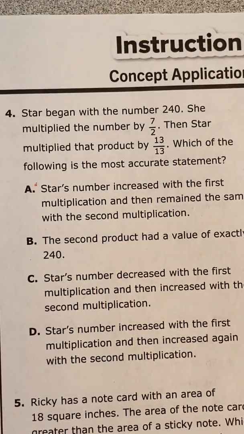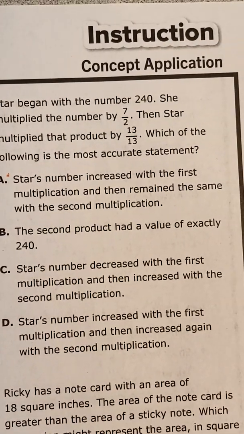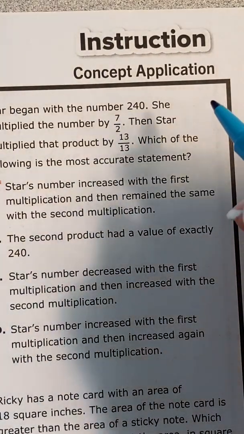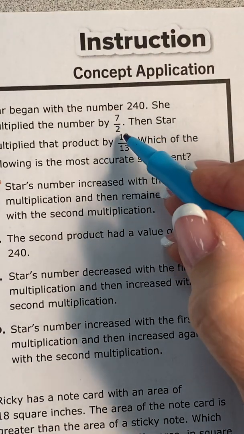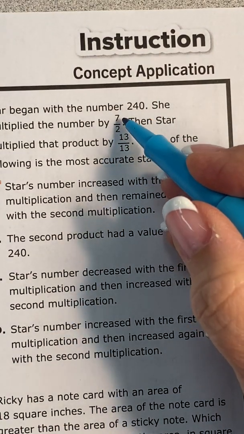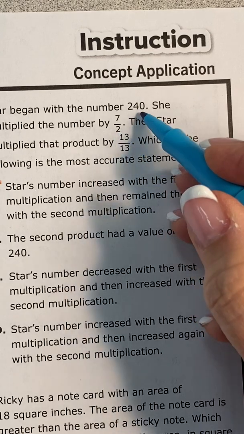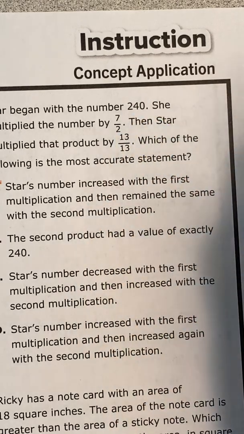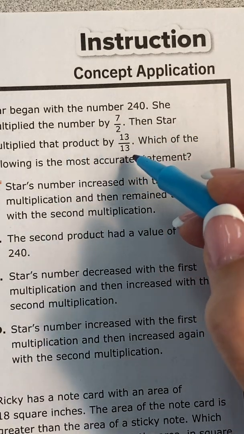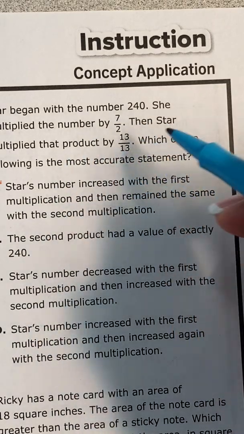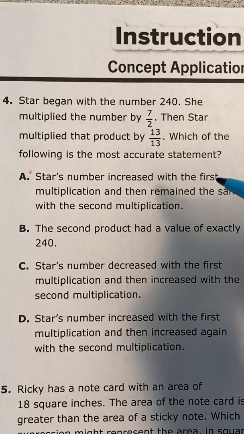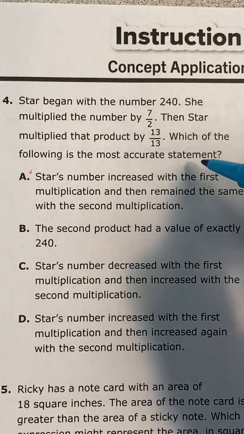Always do the math. All right, let's look at number 4. Star began with the number 240. She multiplied the number by 7/2. So we know what 7/2 is the same thing as 3.5. So we are doing it at least 3 times and then some. Then Star multiplied the product by 13/13. What's 13/13? It's the same thing as 1 whole. Which of these following is the most accurate statement?